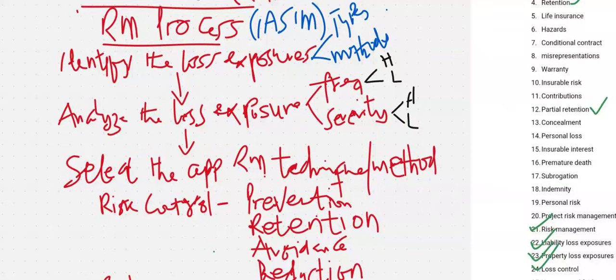Okay, let's be quick. You use the high and low. It's over here, I'm using green. To analyze the loss exposure means to evaluate the loss exposure. So use the high and low. You analyze the frequency and severity, then you see whether it's high or low for each of them. All right, let's move on.